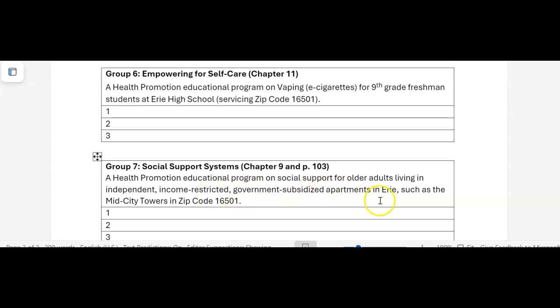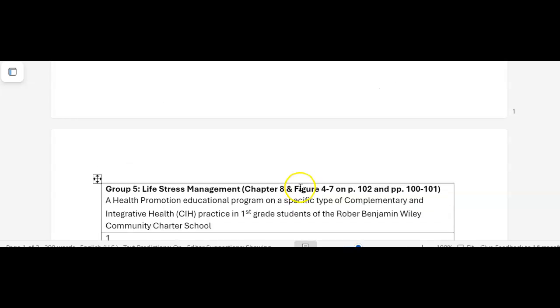And group 7, if you like working with older adults, you're planning an educational program on social support. And these adults are living in Erie in an independent but yet income restricted, government subsidized apartment. So what that means is that the individual is low income and the older adult is getting some subsidy from the government to help pay for their housing. So there's going to be 7.